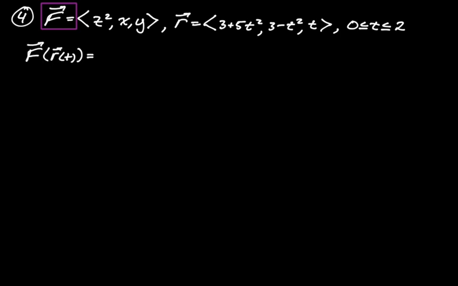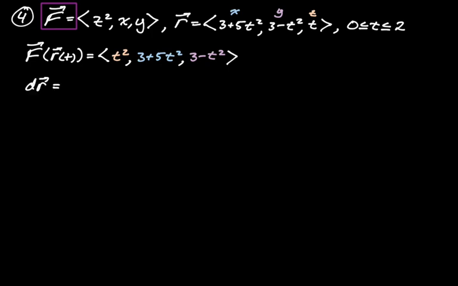So f of r of t, remember we got x here, y here, z here. Every x becomes 3 plus 5t squared, y becomes 3 minus t squared, and z becomes t. So we'll get t squared, we'll get 3 plus 5t squared, and we'll get 3 minus t squared. You gotta be really careful when you do that substitution. I mean, maybe that's obvious, but be really careful.